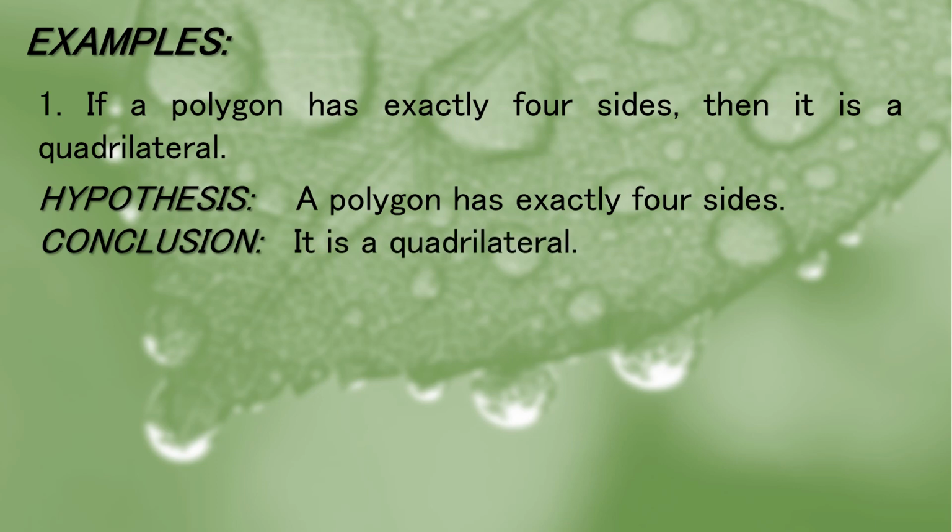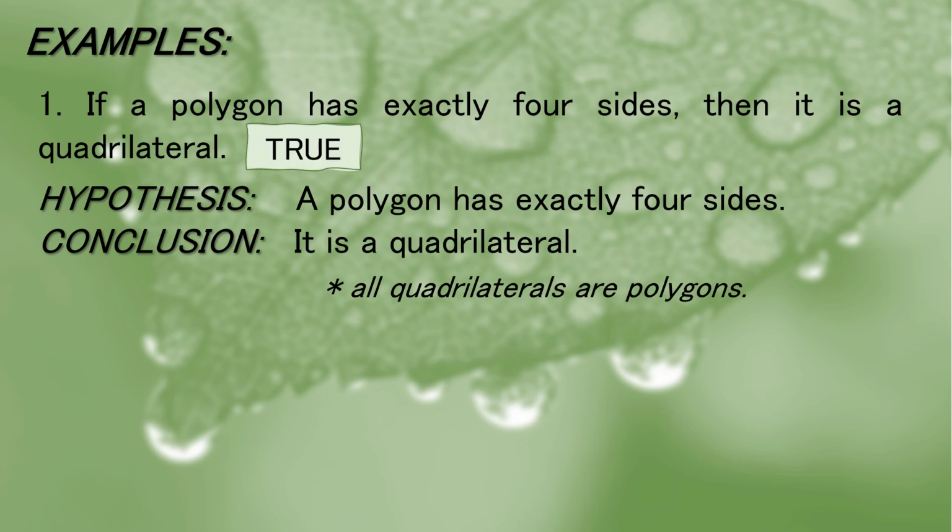So, true nga ba yung ating conditional statement? Sabi dyan, kung ang polygon daw ay mayroong exactly 4 sides, ito ay tinatawag na quadrilateral. So, i-recall natin na lahat ng quadrilaterals ay polygon. Ano nga ba yung mga halimbawa ng quadrilaterals? Iyon yung rectangle, square, rhombus. So, lahat po yun ay under ng polygons. So, ibig sabihin, ang ating unang conditional statement ay true.